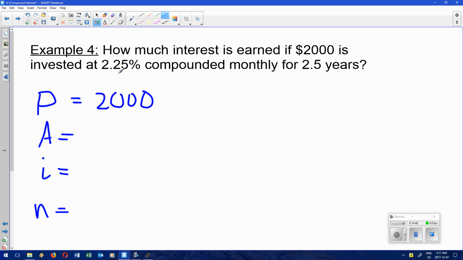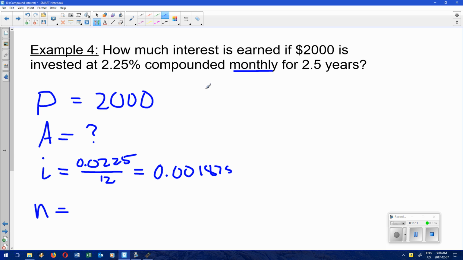Don't know what my final amount is yet. I have 0.0225. That's my interest as a decimal. We're compounding monthly, so I'm going to divide it by 12. 0.001875. Okay, and for n, it's monthly, so it's 12 times 2.5 years, which I believe works out to 30.